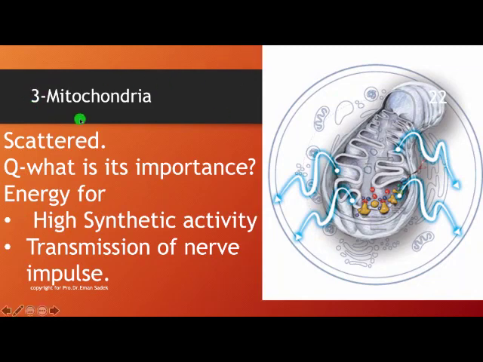Then we have the third organelle, which is the mitochondria, and they are scattered throughout the cytoplasm. What is the importance? For the energy release. What is the function of this energy? It is needed for the synthetic activity. Any synthesis process needs energy. And also it is needed for the transmission of the nerve impulse. So this is the correlation between the structure and the function.